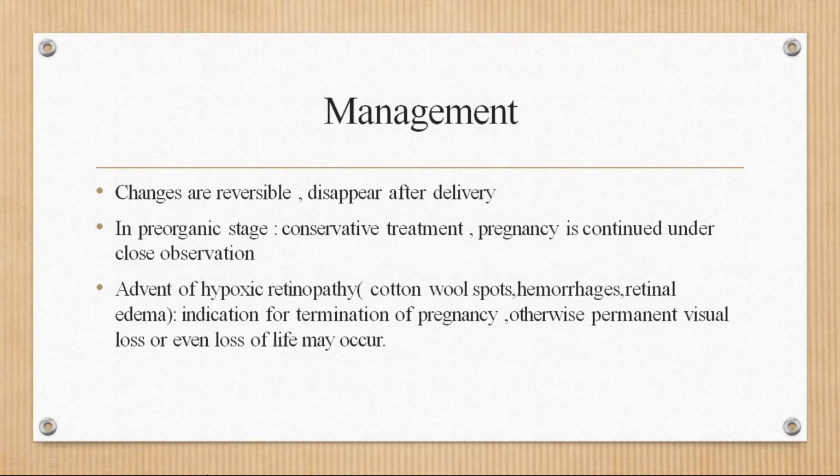If there is hypoxic retinopathy, like when you see cotton wool spots, hemorrhages, edema, everything, it is an indication for termination of pregnancy, otherwise permanent visual loss will occur. If you see all these things in the initial phases, like in the first or second trimester, like the 4th or 5th month, you have to terminate the pregnancy. Otherwise, the patient will have complete loss of vision.